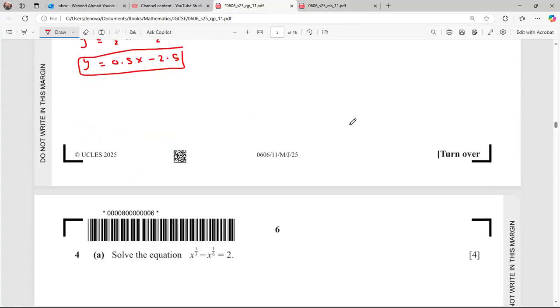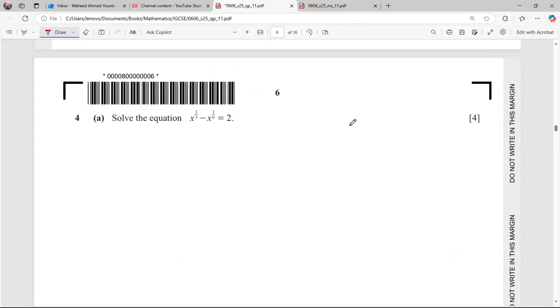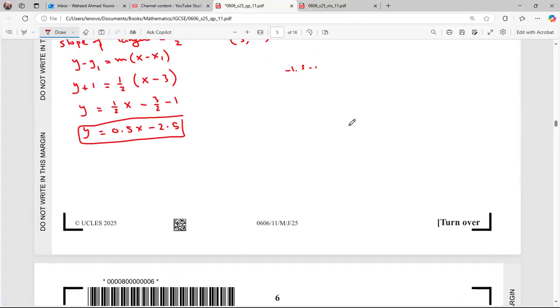So this is the equation of the tangent line, y equals 0.5x minus 2.5. So I will stop over here and we will continue in the next video.